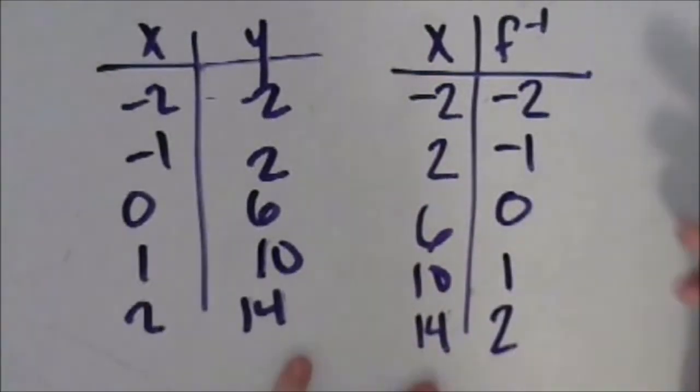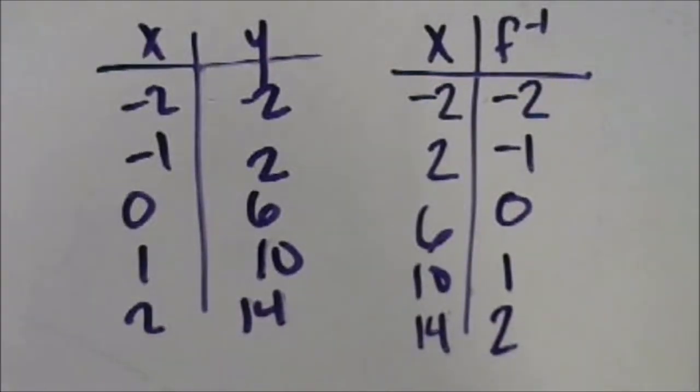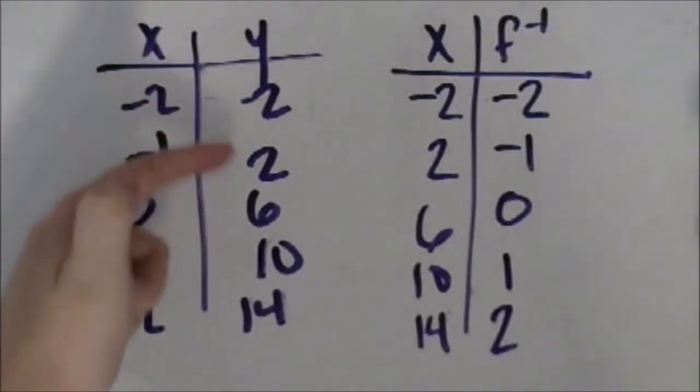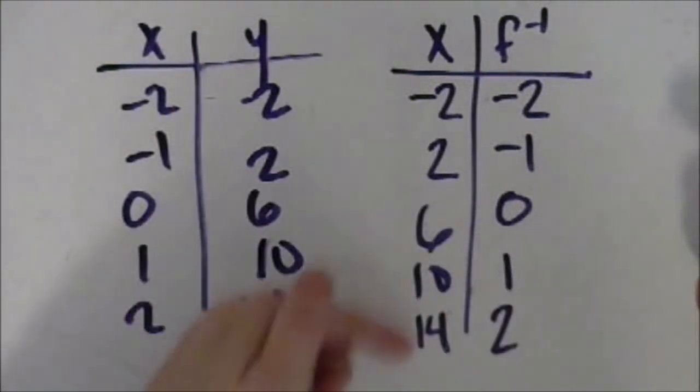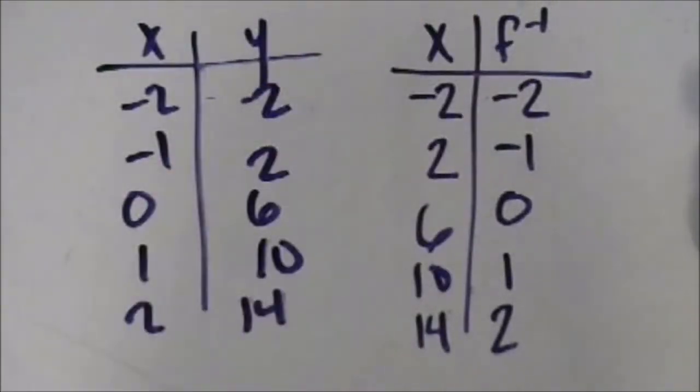And again, this function is invertible. This function is one-to-one because none of the y values have repeated. You can imagine if any of these y values repeated, when I inverted it, I wouldn't have a function and therefore couldn't have an inverse function.